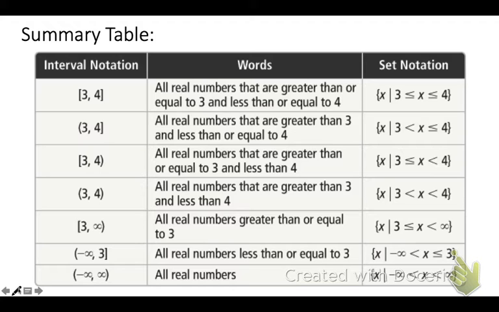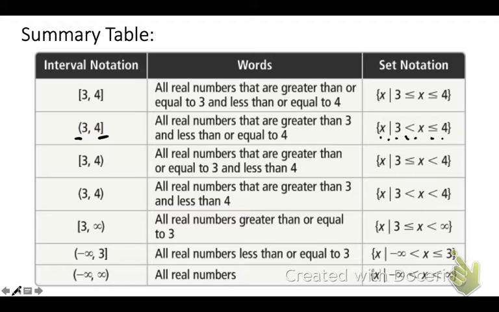Okay, so all real numbers that are greater than 3 and less than or equal to 4. So greater than 3 would put a parenthesis right here, and a bracket because it's equal to. Over here it's exactly the same with x such that 3 is less than x, which is less than or equal to 4. I like the set notation because the words changed into a symbol, did they not? Yes. All real numbers greater than 3 makes 3 less than x, which is also less than or equal to 4.